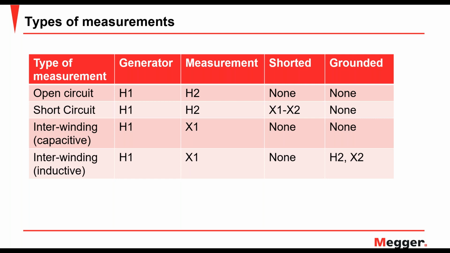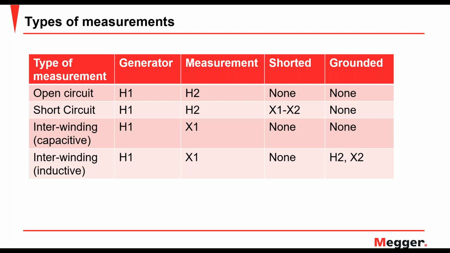open circuited. In a short circuit measurement, the measurement is done across each high voltage winding coil. So this being a single phase transformer, we just inject the signal into H1, get the output signal from H2, and the secondary winding is short circuited. So X1 and X2 are shorted.